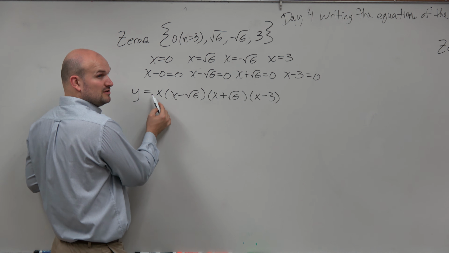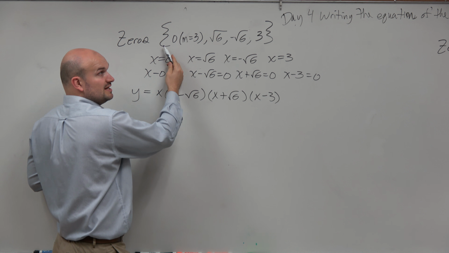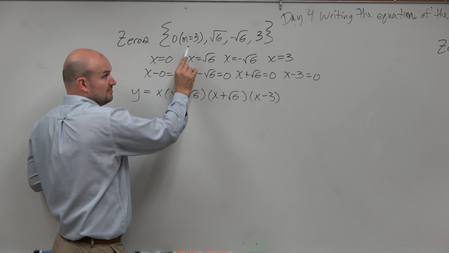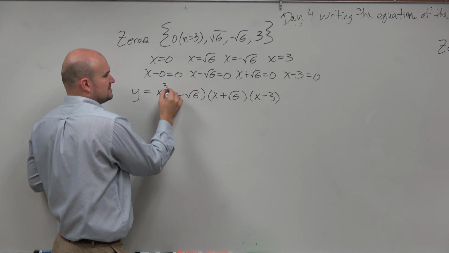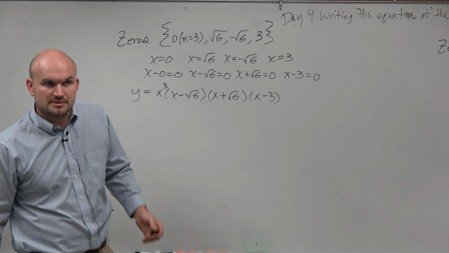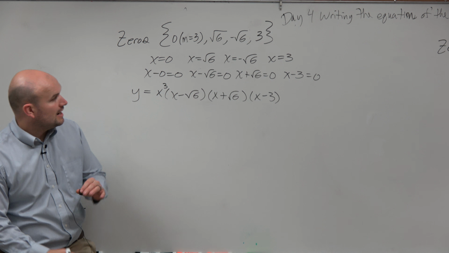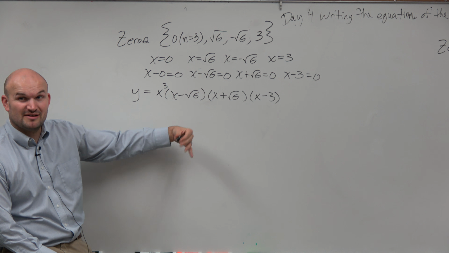Then, after we write the product of factors, we want to go back and get to our multiplicity. Notice that we only have one zero that has a multiplicity other than 1, and that's the x. So we're going to raise that to x cubed. Now, I told you guys, radicals actually make your life easier.